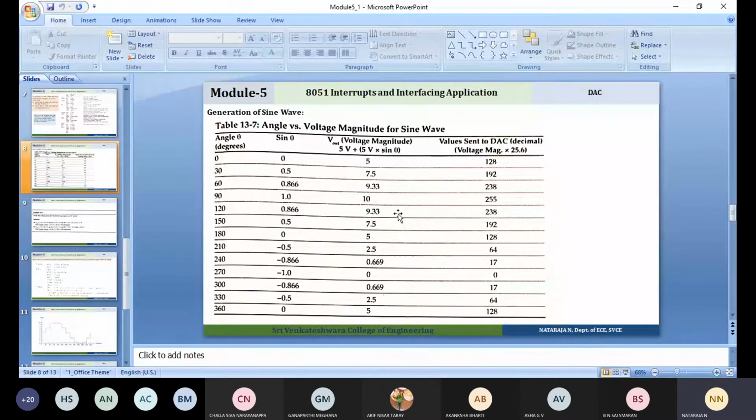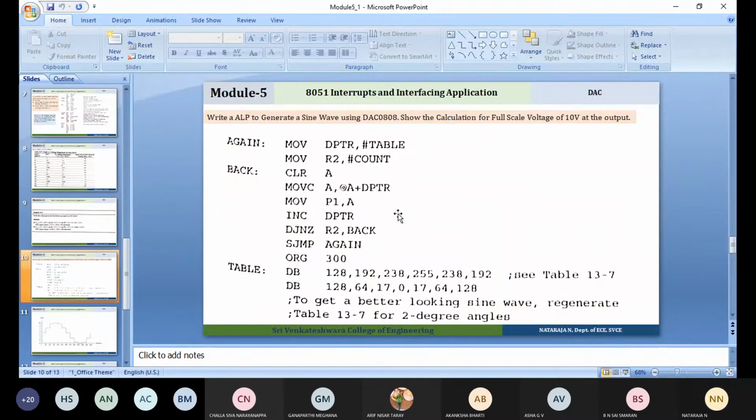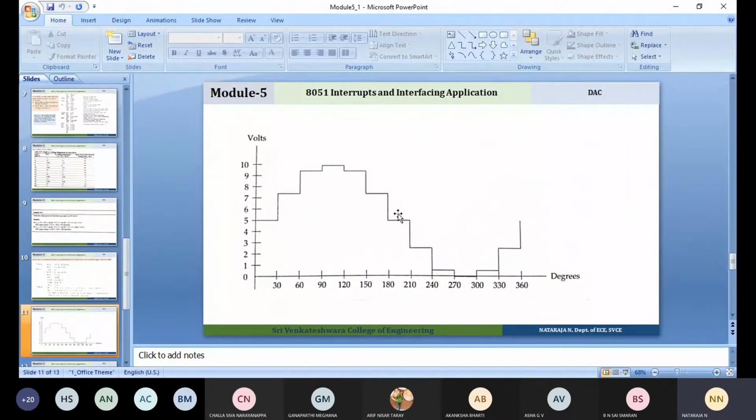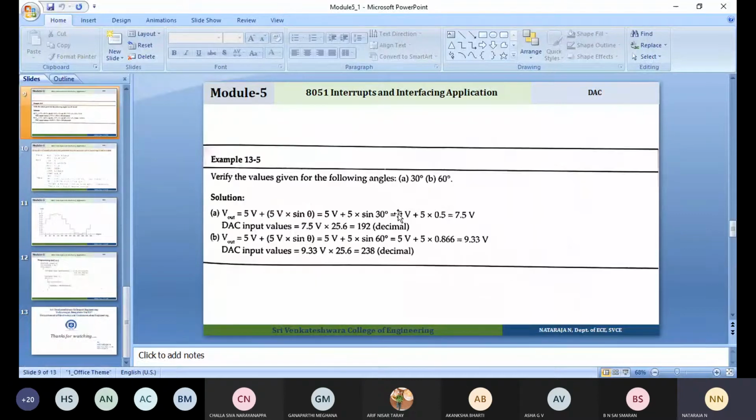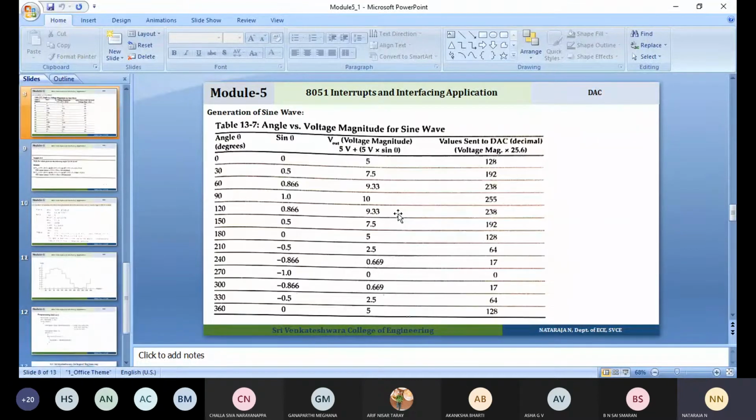See, in the lab you have to perform this program. It is there in the practical, the interfacing lab. This is a C program that we'll discuss later. You make a note of this table and find the values for each and every one.